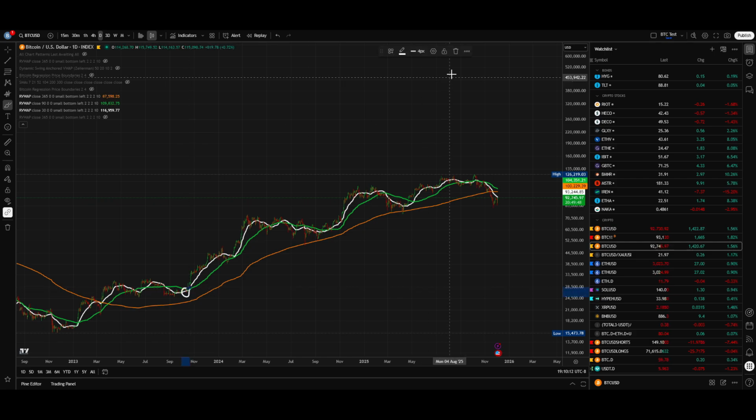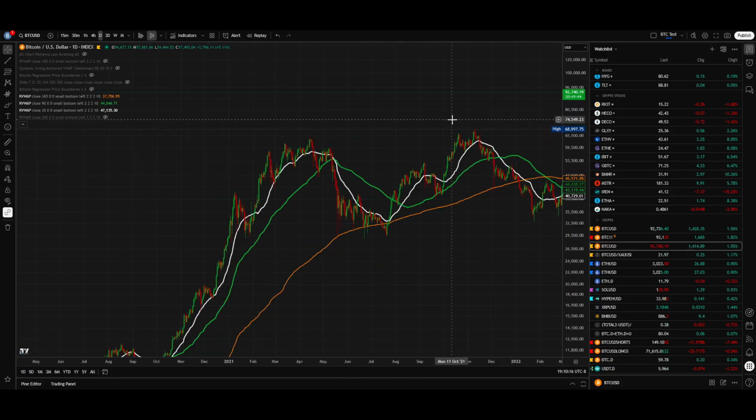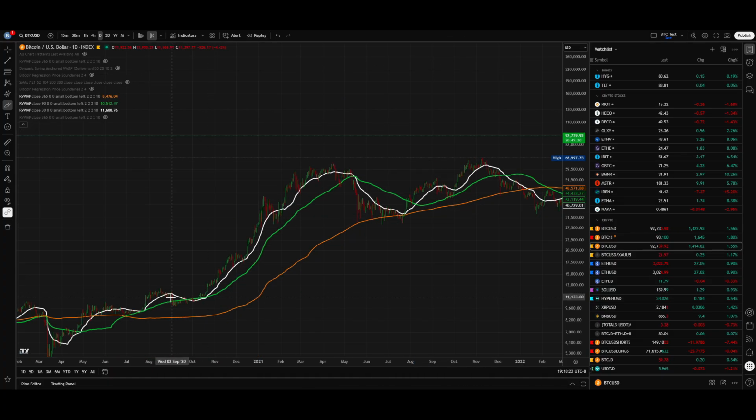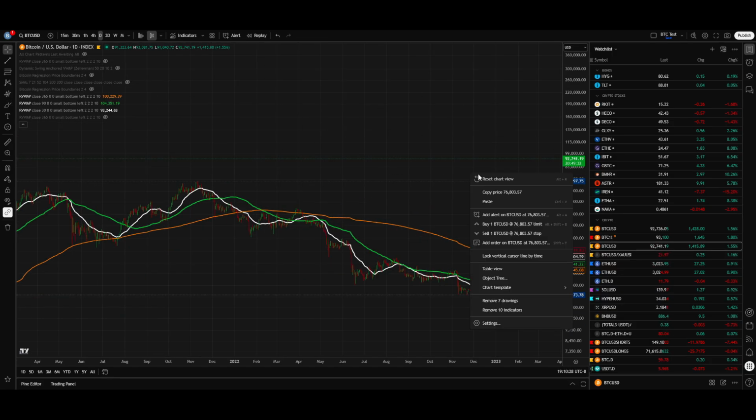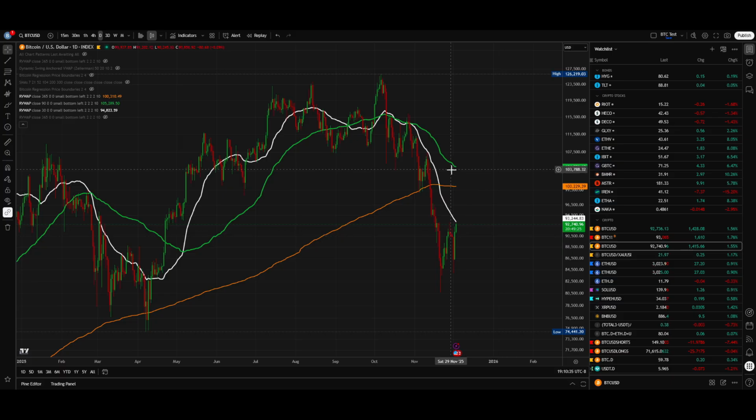Right here, right? How about we go back into another cycle? Right here, upside. How about we go further back? Upside, right? So just remember, when these VWAPs start crossing, especially when they start crossing the 365, that's very bearish. So keep an eye out for when this is going to happen.